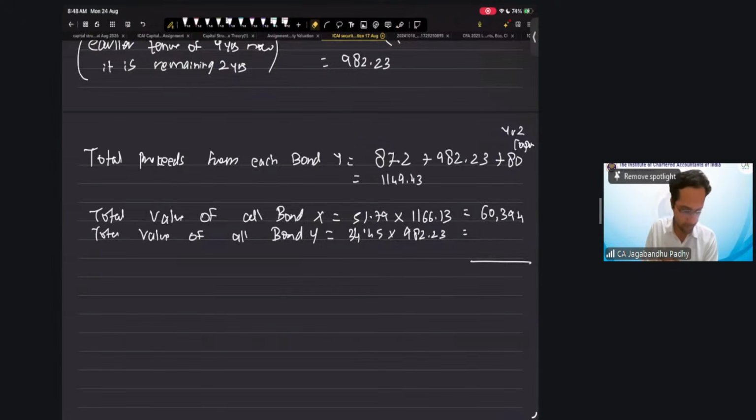So here, 34.43, wait, 34.43 into, they're getting 1149.43. 1149.43 into 34.45. Total is 39,598. If you add all of them.